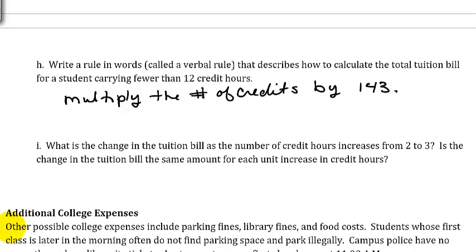What is the change in the tuition bill as the number of credit hours increases from 2 to 3? And so it goes up by $143. Is the change in the tuition bill the same amount for each unit increase in credit hours? And the answer there is yes, it is.